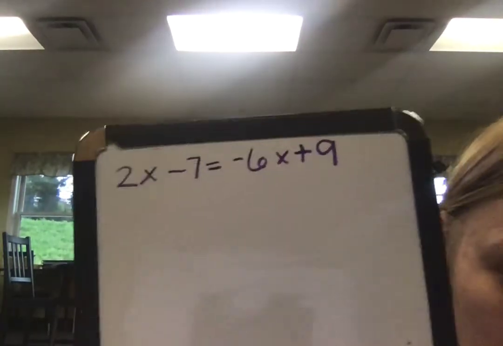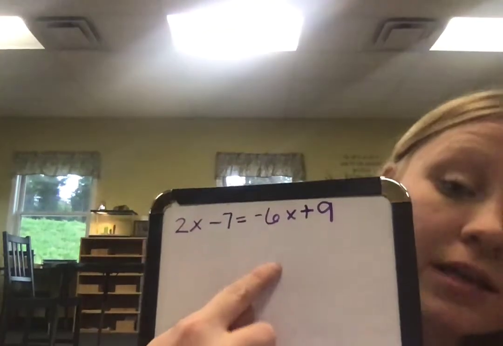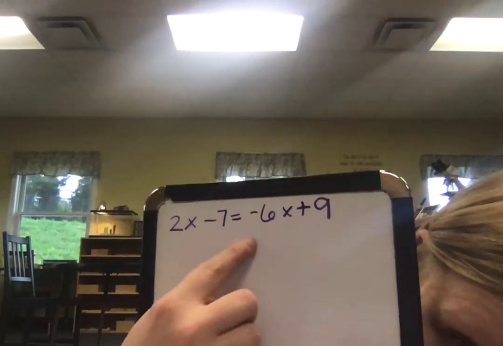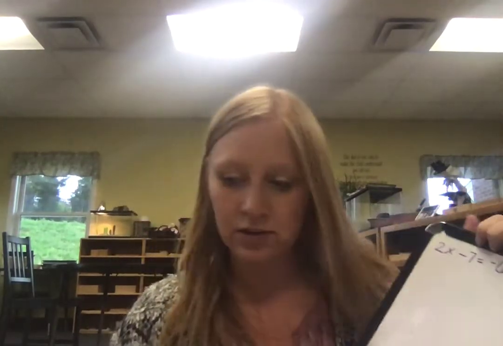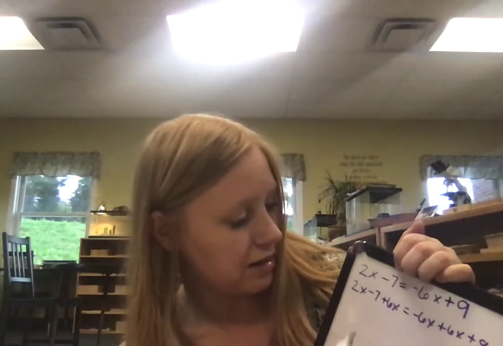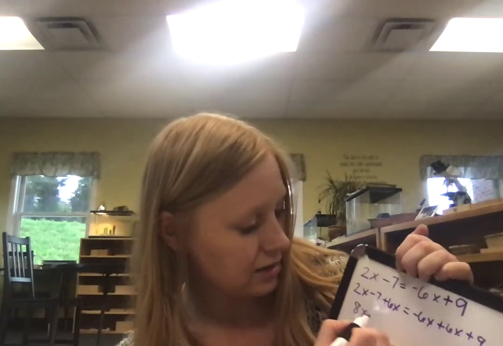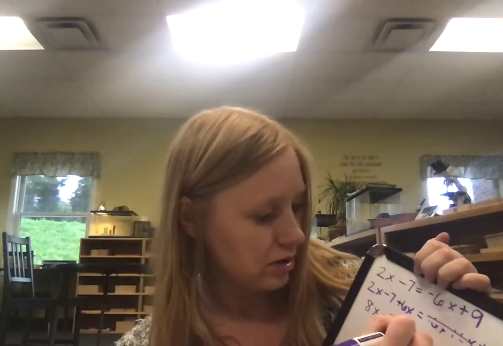Okay, remember what I said back in the example: if I don't have to deal with negative numbers, I don't want to. So I've got this negative 6x. And remember, negative numbers are the same thing as subtracting. So what's the opposite of subtracting 6? Adding 6. So I'm going to move my 6x over and put all my x's on one side. 2x - 7 + 6x = -6x + 6x + 9. Okay, 2x and 6x can be combined to say 8x - 7 equals, these cancel each other out, 9.